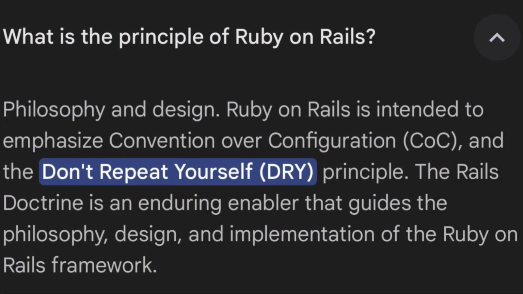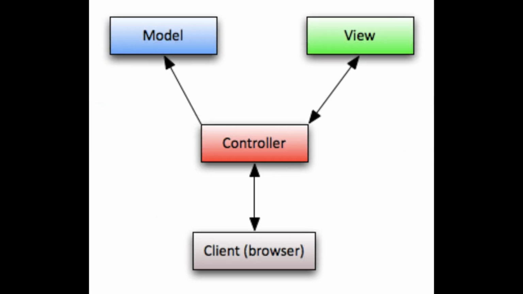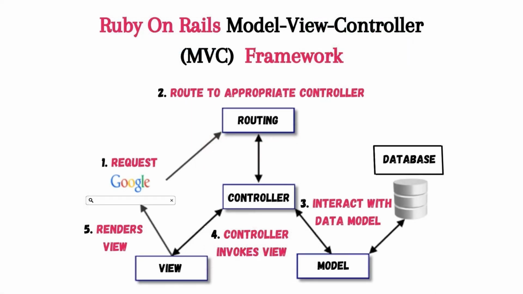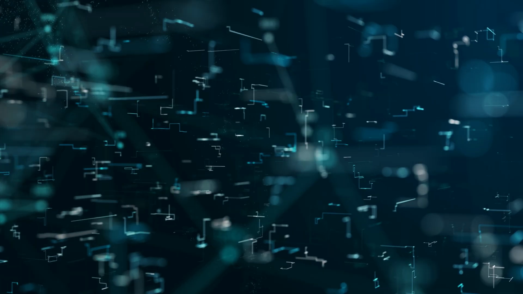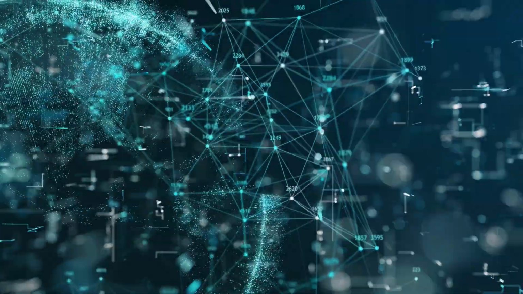One of the core principles of Rails is don't repeat yourself, which encourages reusable code and reduces redundancy. Rails follows the Model View Controller architecture, which organizes application logic into 3 interconnected parts. Models handle data and business logic, views manage what the user sees, and controllers coordinate between them. This structure promotes clean, organized code and makes development easier to scale and maintain.